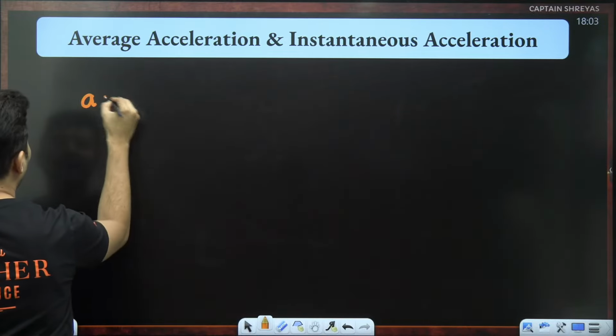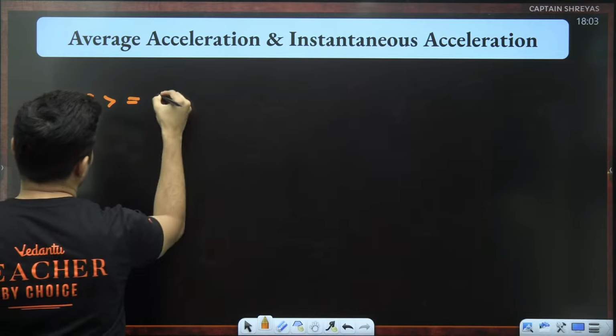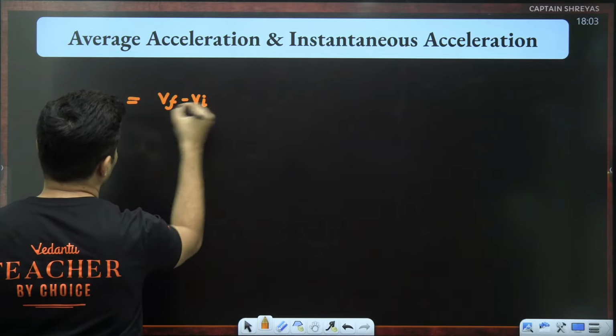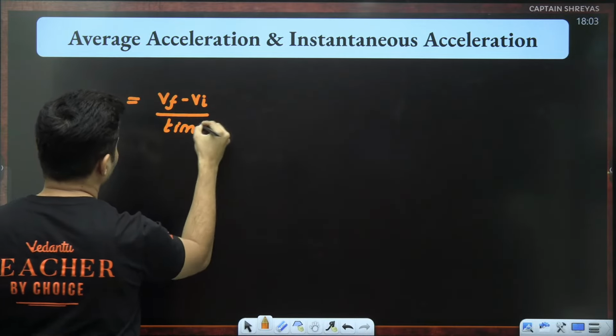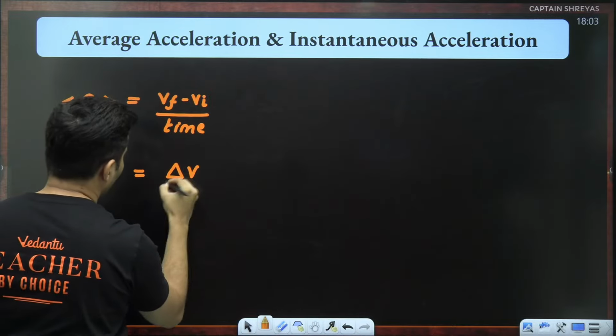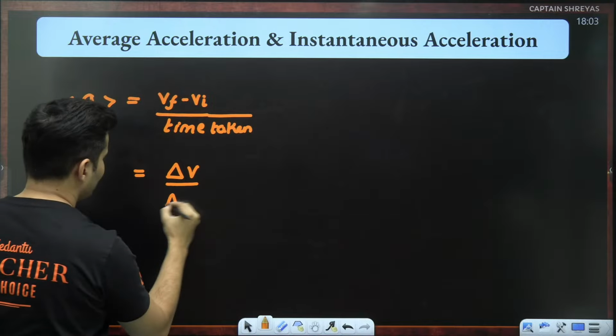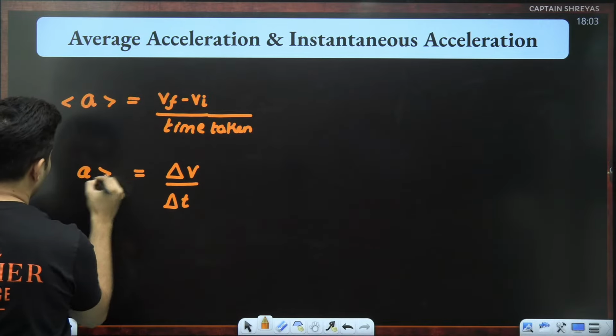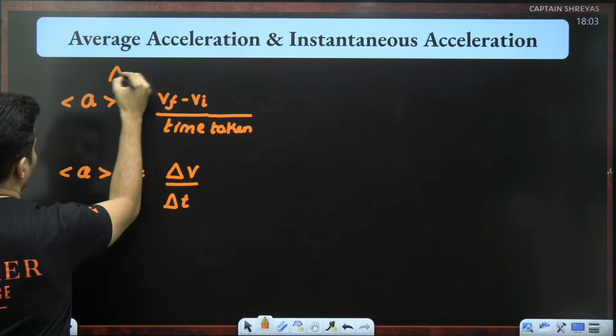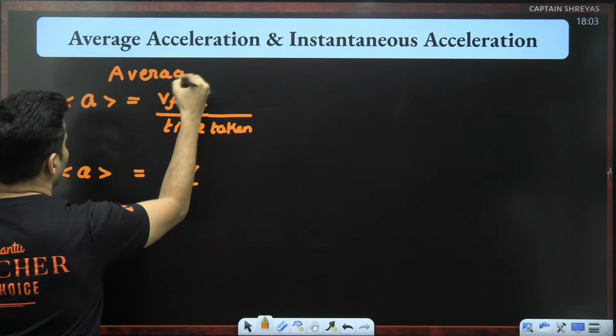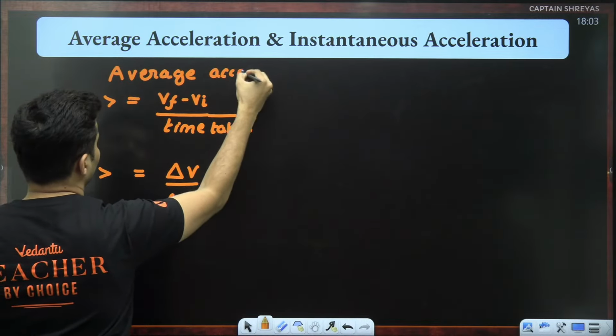So going to the final thing, which is average versus instantaneous. We just saw average acceleration was final minus initial by the time taken, which is change of velocity upon the time taken, or the time interval, delta t. So that was your average acceleration.